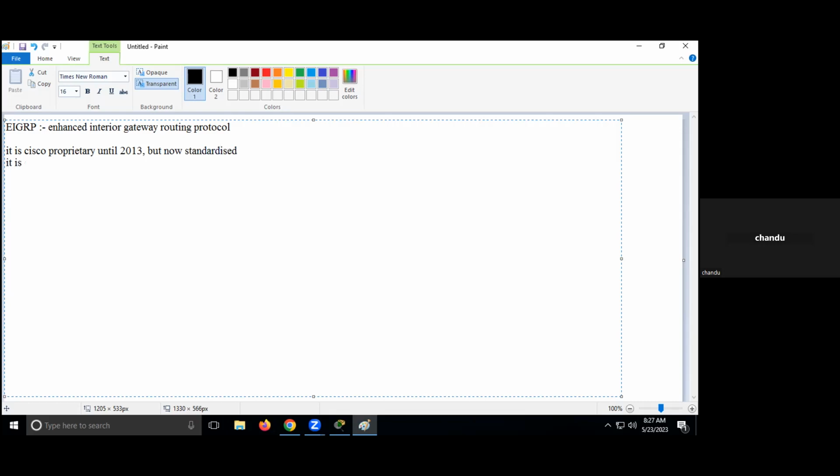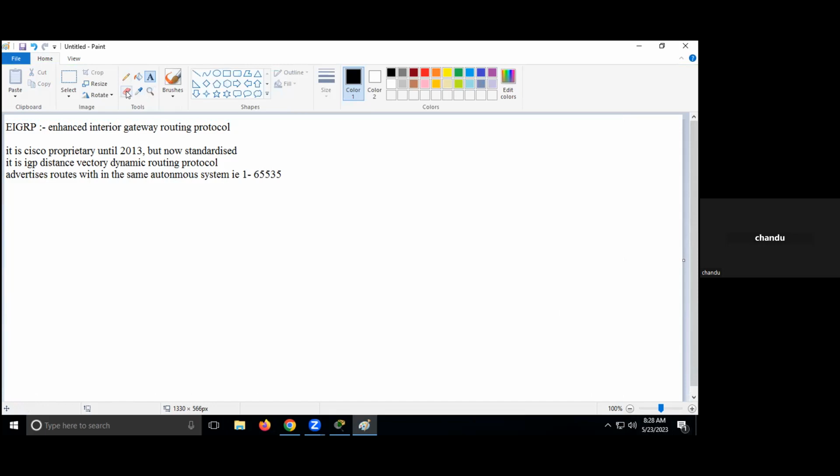EIGRP is an IGP, a distance vector dynamic routing protocol. EIGRP advertises routes in the same autonomous system, from 1 to 65,000. Why the difference?